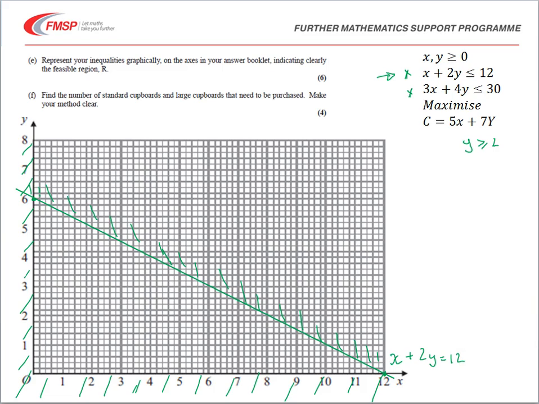The second one, 3x plus 4y is less than or equal to 30. That will cross the x-axis at 10 and the y-axis at 7.5.